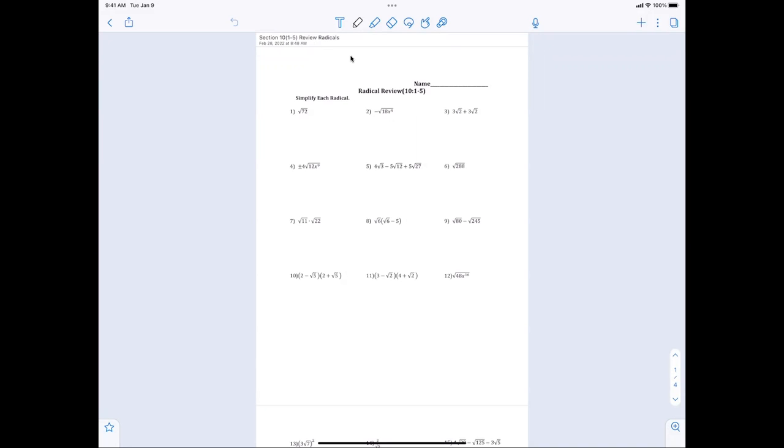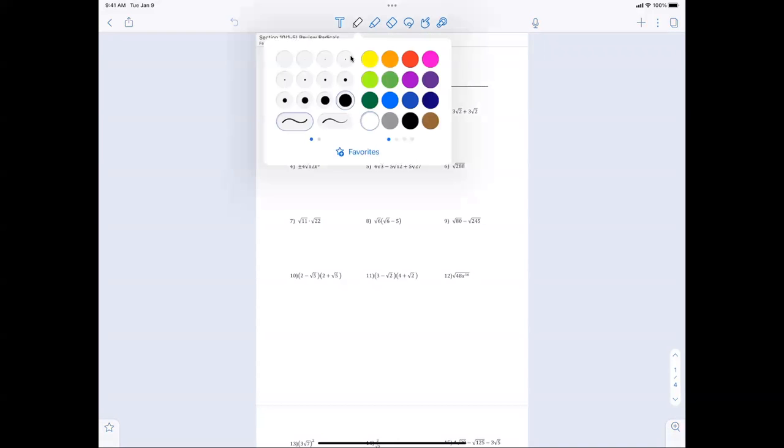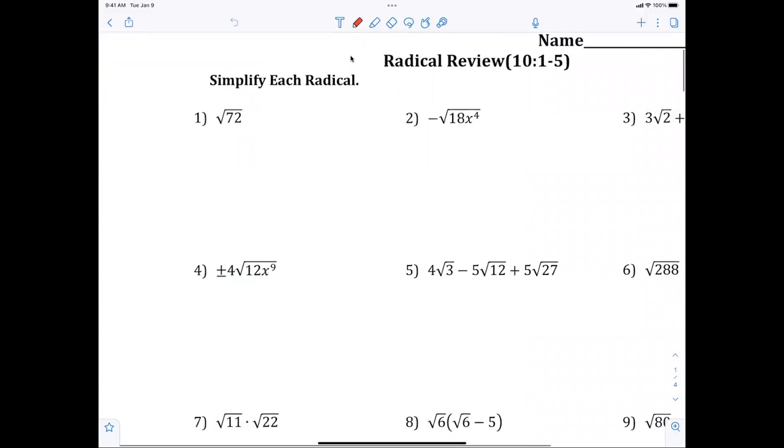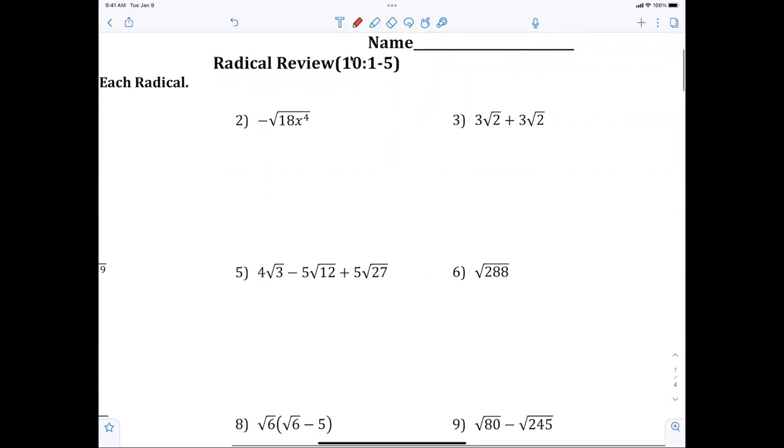Okay, here we go. Now, of course, we've done 72 enough that everybody should be able to just look at that and tell me that is what? 6 radical 2. Okay. So again, basically breaking it down. Does anybody have any questions with 72? You should know by now 72 is 36 times 2, and then break that down. Number 3 is pretty easy. Yep. 6 radical 2.